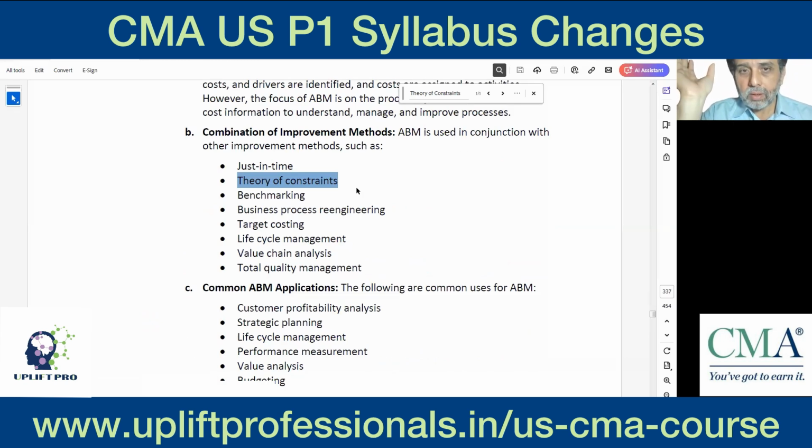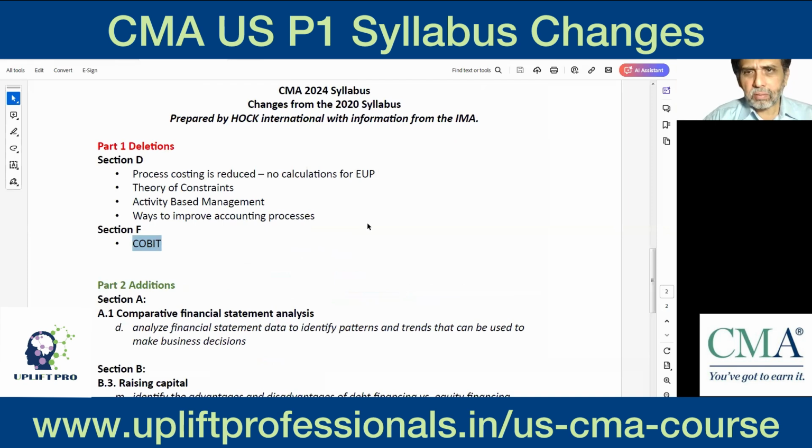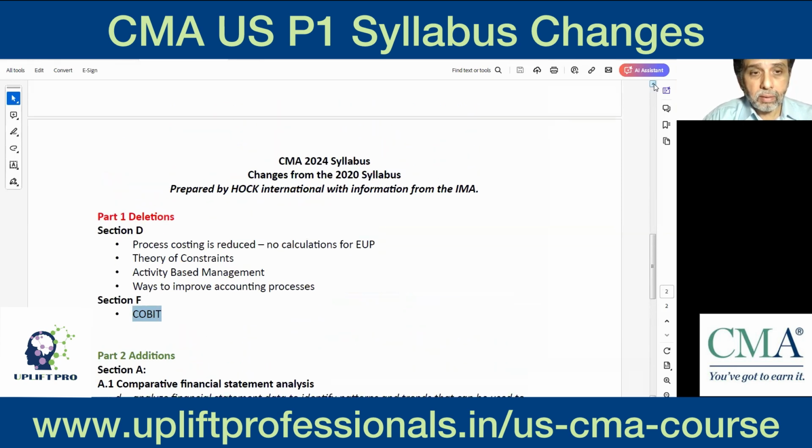So that is about the additions and deletions of Part 1 of the CMA. That is about it. And COBIT is not there, so it's not even introduced in the new set. It was about 2 pages of theory to learn, so that is not there at all.